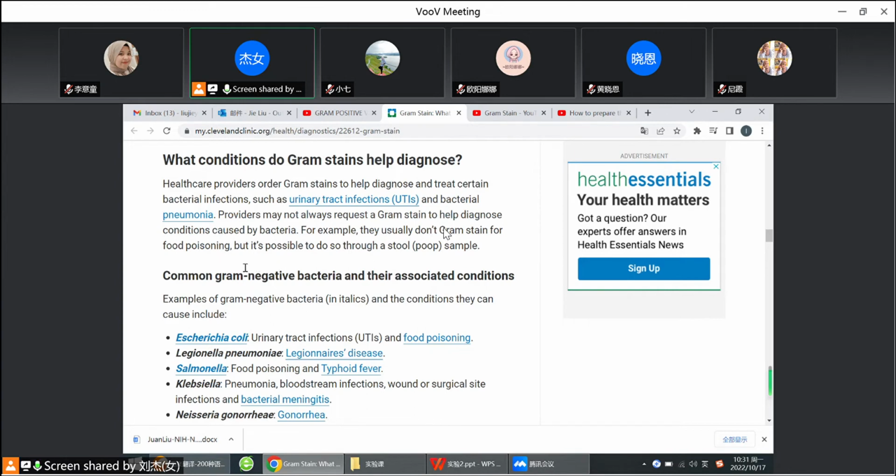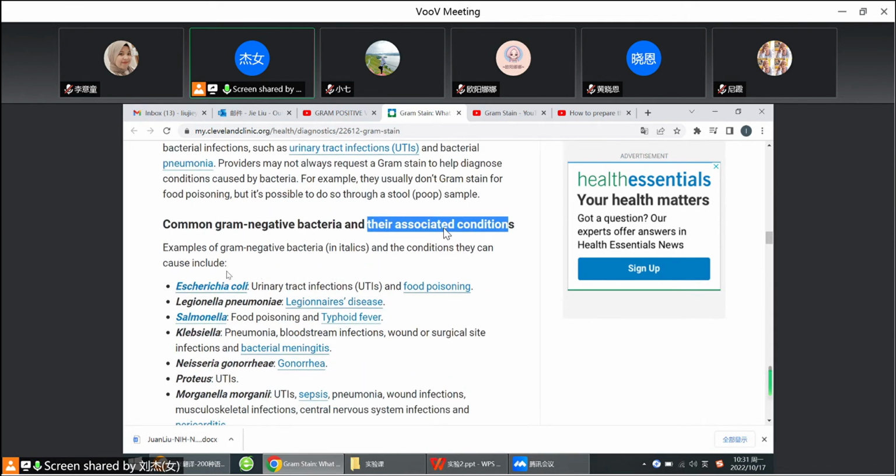However, here it just shows common gram-negative bacteria and their associated conditions. Actually, their associated conditions means the disease caused by them. So it just gives these examples. As we learned just now, the gram-negative bacteria include E. coli, right? And E. coli can cause urinary tract infection. So this is caused by E. coli. And it can also cause food poisoning.